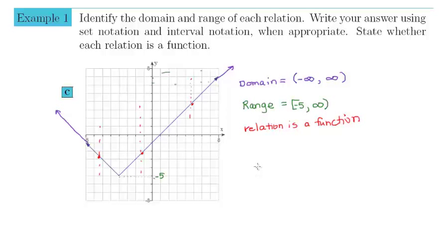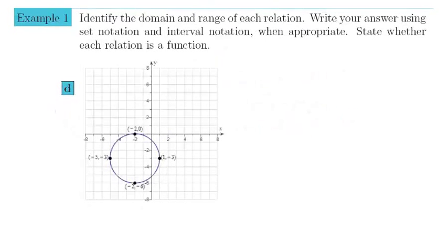Let's move on and look at example 1D. This is the last example we're going to do pertaining to graphs. Let's identify the domain and range of the following relation. Then let's write our answer using set notation or interval notation if appropriate. We will then state whether the relation is a function. Notice example 1D is the graph of a circle. It's a relation that contains an infinite number of points along this curve. So when we go to write the domain and range, we're going to use interval notation to describe those sets, since there are an infinite number of points.